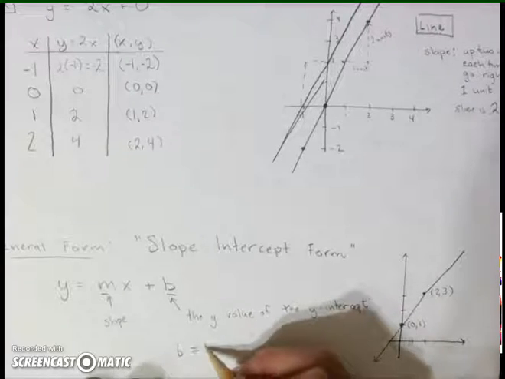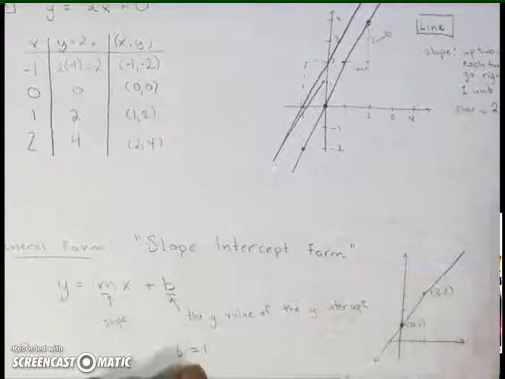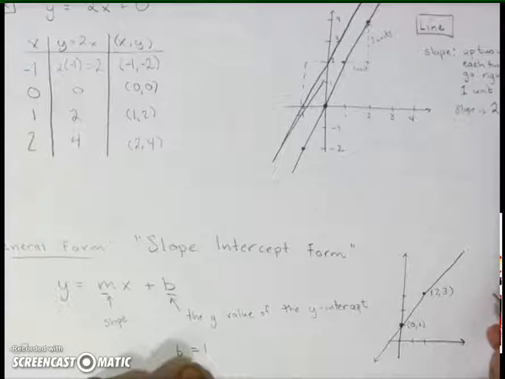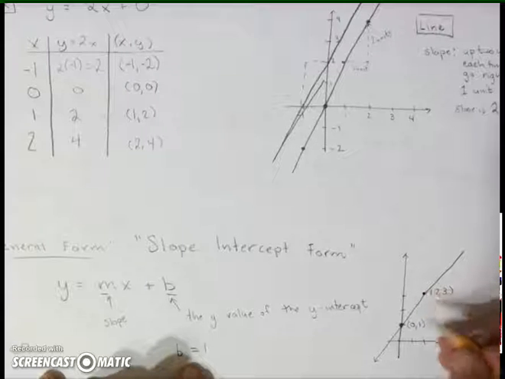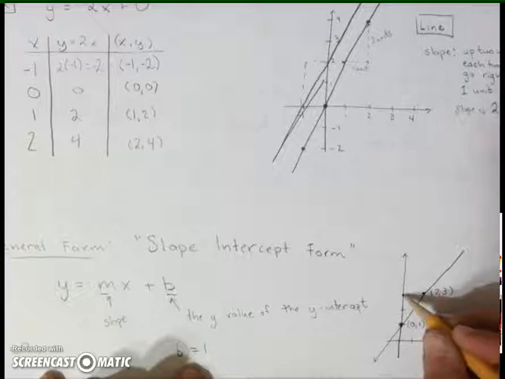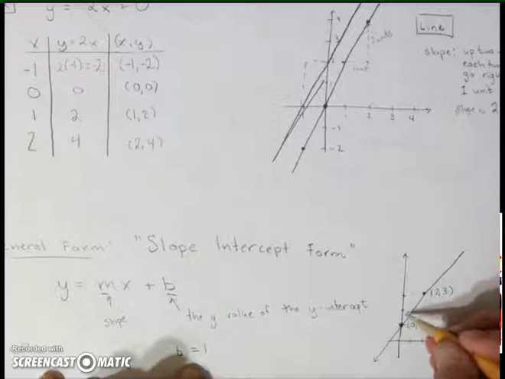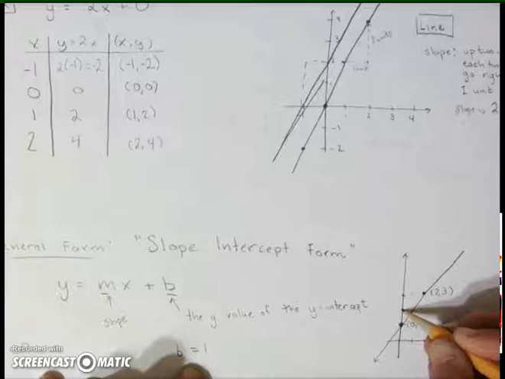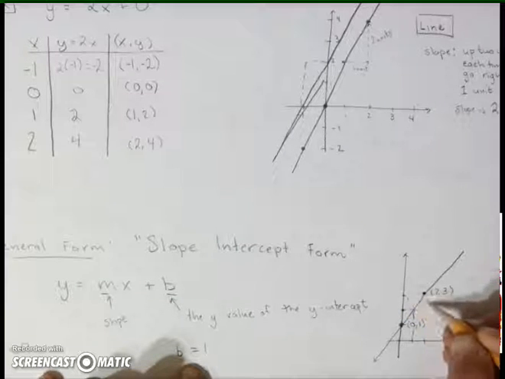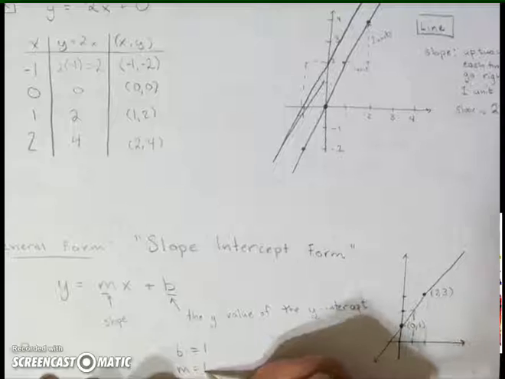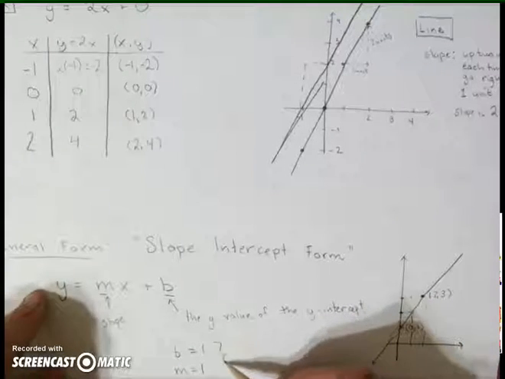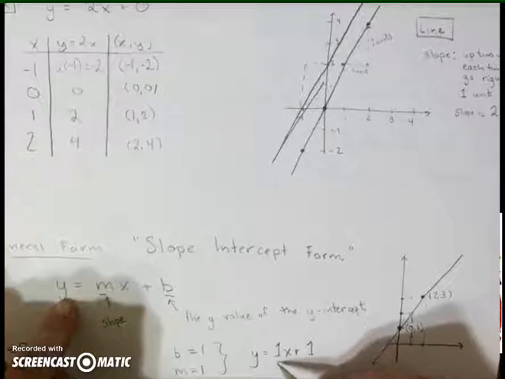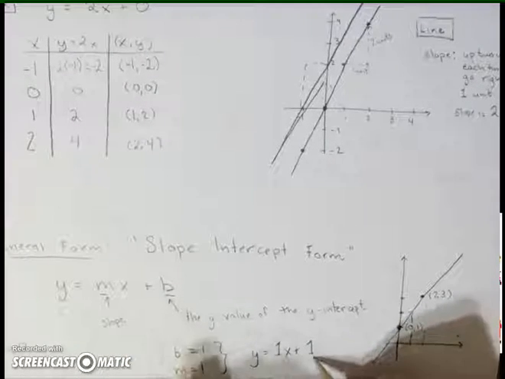So for this equation, b is 1. And m is how far up I have to go every time I go over 1. So I have to go up 2 in order to go over 2. That's what we get from these 2 points, which means the same as if I go up 1, I'm going over 1. So the slope m here is 1. So to get the equation of this line, I just plug in y equals 1x plus 1, because m is 1 and b is 1.